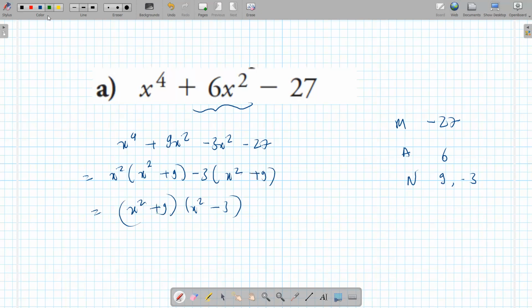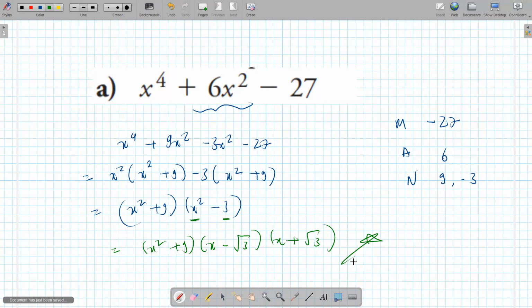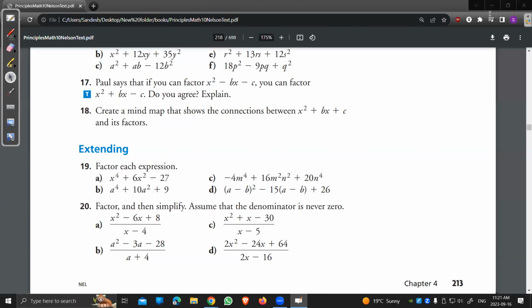We could, but we don't have to. This is in a semi form of difference of squares. What you could do with that, remember, for difference of squares, you just square root it. The square root of 3 is root 3. So you can do x plus that, x minus that. With this last step, I don't think it's necessary because that's not a whole number. If it was a whole number, then you would have to do it. Otherwise, you wouldn't get full marks, but it's not. So this one, take it or leave it.